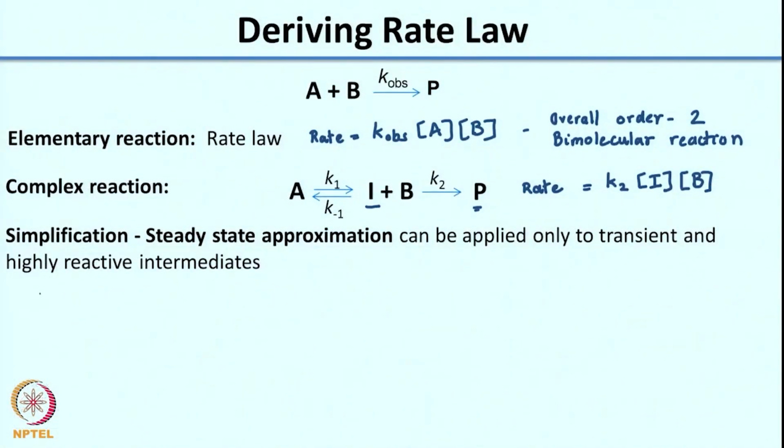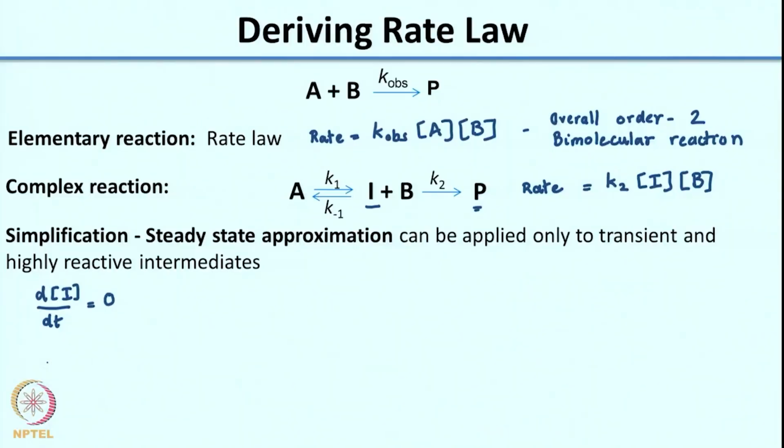Mathematically, what that would imply is that you essentially have rate of change of I would be equal to 0. Right. So, mathematically it means that after a point you have a steady state, that means the rate of I does not change with time. As soon as it is formed, it is consumed. So, based on steady state approximation, the rate of change of I is 0. What that means is the rate at which I is formed is equal to the rate at which I is consumed. Now, let us look at mathematically how we can express both of these.